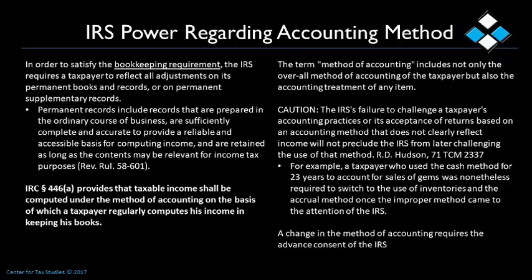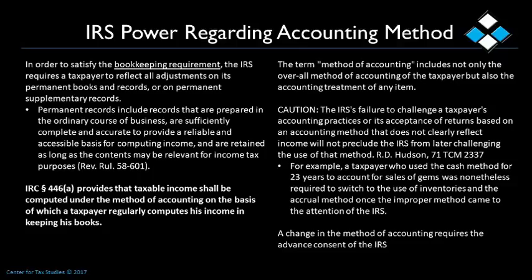And then to wrap everything up, not only did the IRS rule in a revenue ruling and the Congress rule in Code Section 446, but the tax court has held that the IRS's failure to challenge a taxpayer's accounting practices over a period of years or its acceptance of returns based on an accounting method that does not clearly reflect income will not preclude the IRS from later challenging the use of that method.